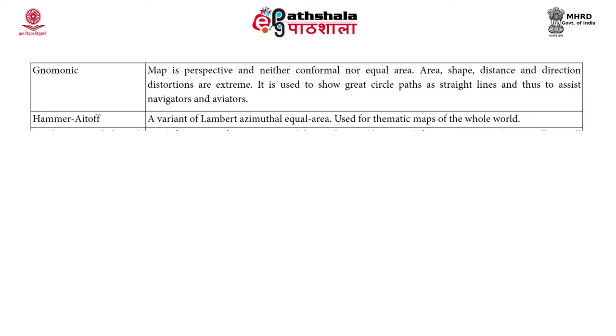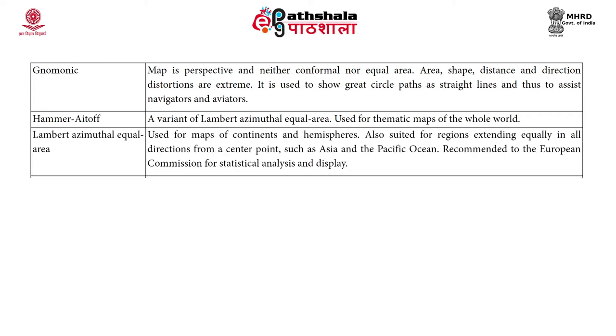the whole world. Next is Lambert azimuthal equal area, which is used for maps of continents and hemispheres, also suited for regions extending equally in all directions from the center point, such as Asia and the Pacific Ocean. It is recommended by the European Commission for statistical analysis and display.